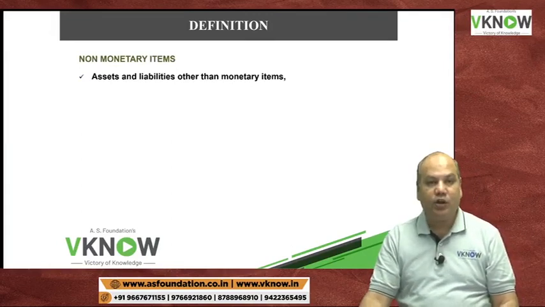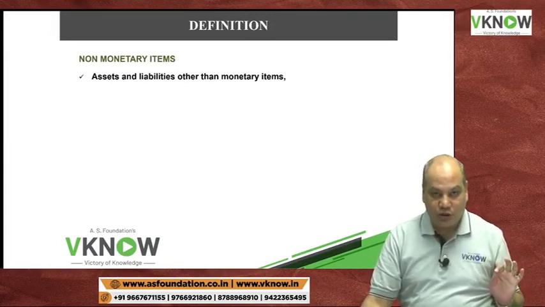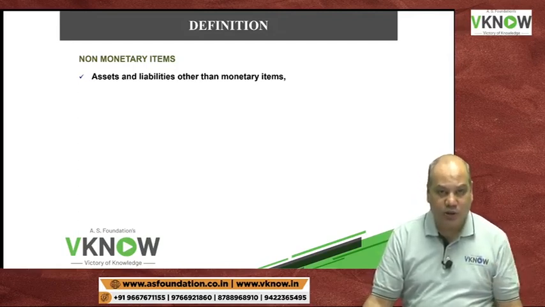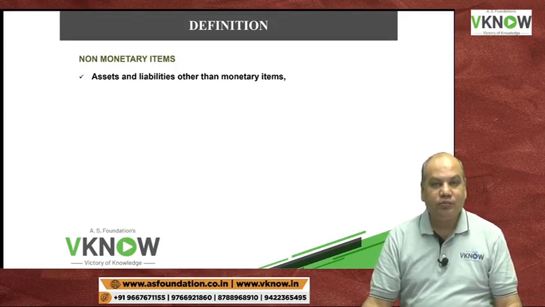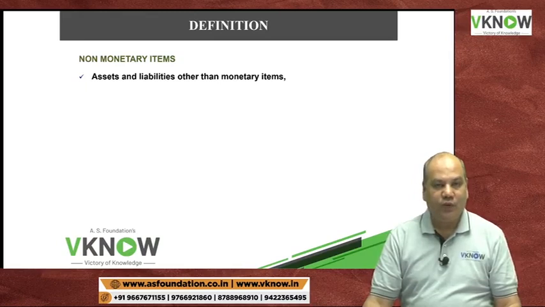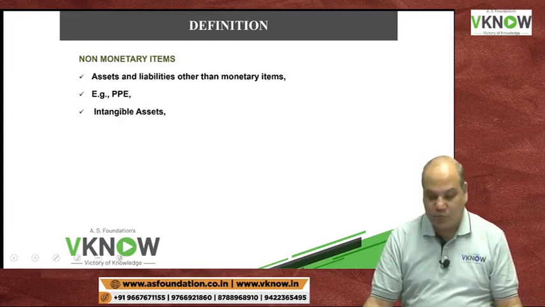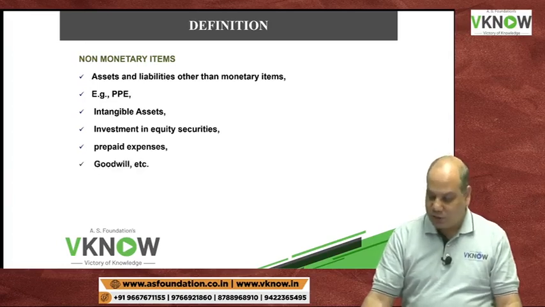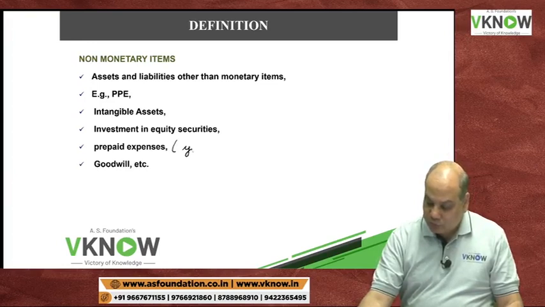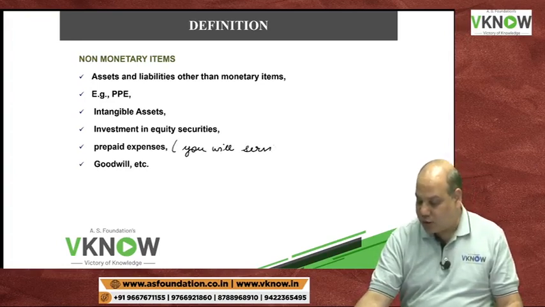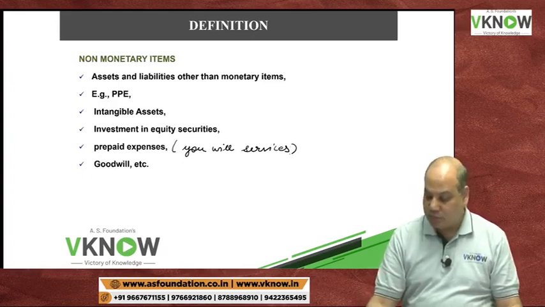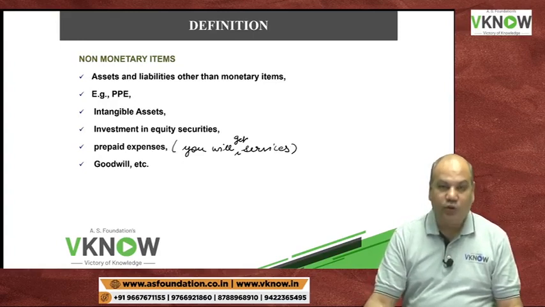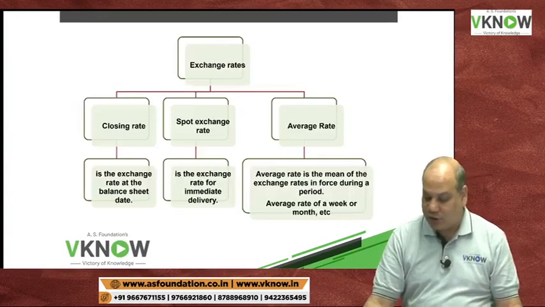So the next is the definition of non-monetary item. The answer is simple. If an asset or liability is not a monetary item, then it is a non-monetary item. Examples we have discussed: PPE or intangible asset or investment in equity securities or prepaid expenses. In prepaid expenses, you will receive services, not cash. So therefore, it is a non-monetary item. Goodwill is a non-monetary item because there is no fixed or determinable amount.